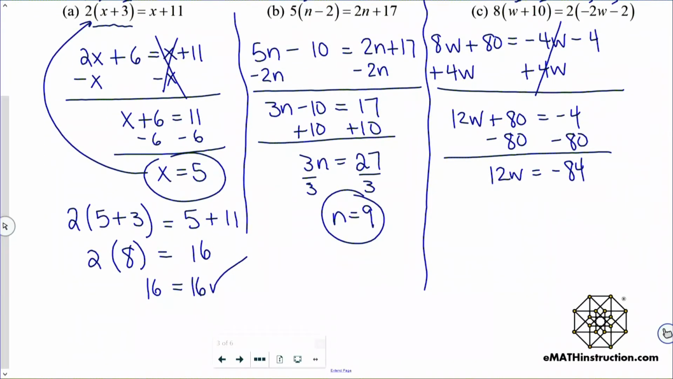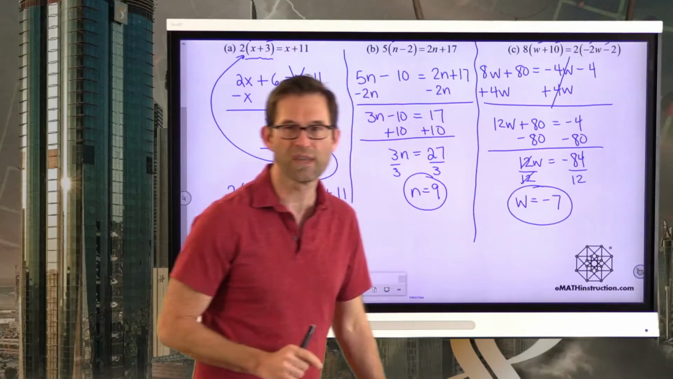Move the screen up a little bit. I'm now going to divide both sides by 12. Have to be a little bit careful here. I've got a negative divided by a positive, which is going to be negative. And 84 divided by 12 is 7. So I end up with w equals negative 7.